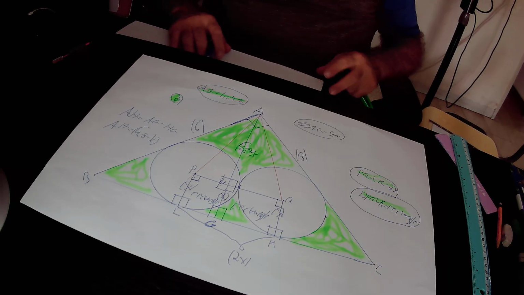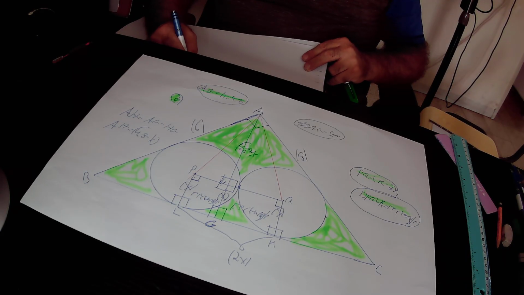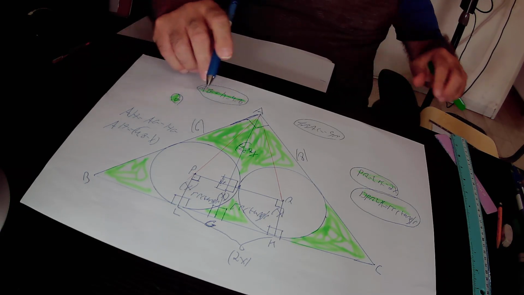So in the next step, we join points P and B together by straight line.